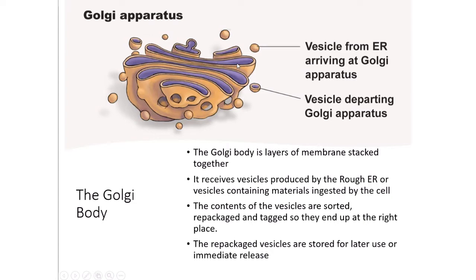And the Golgi body is going to basically sort the content of those vesicles. They are going to modify it in some cases, repackage it, and tag them so that they end up at the right place. Okay, so in some cases, the repackaged vesicles are going to be stored for later use, and in some other cases, they are going to be targeted for immediate release. So basically, the Golgi body, you can think of as like the mail sorting center. Okay, it kind of tells things where to go and when to go.